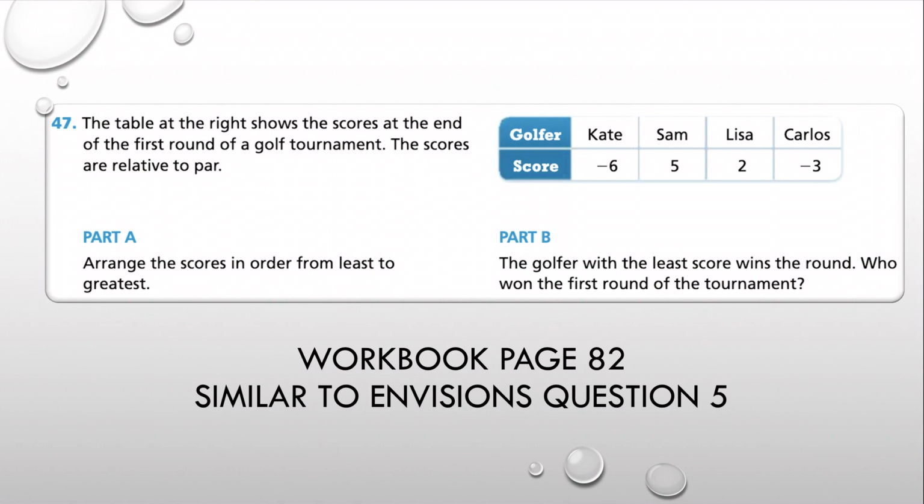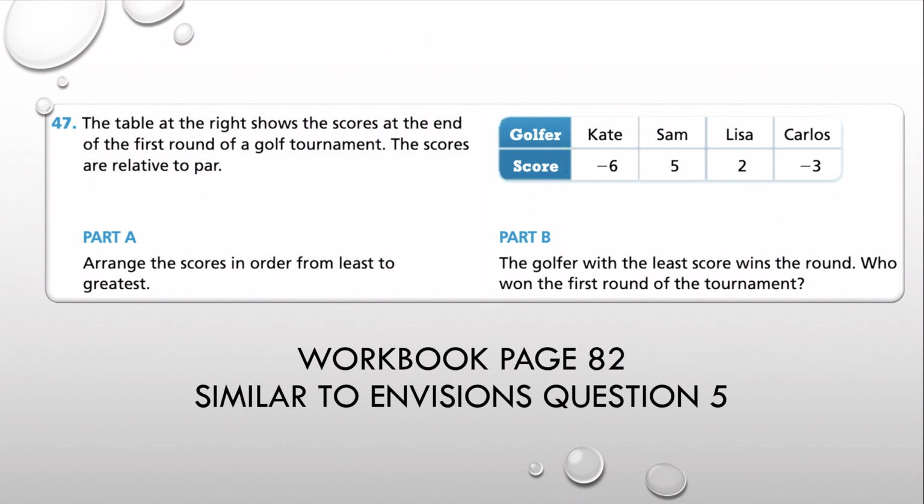So Kate's score, since she scored a -6, means she actually did it in 6 fewer strokes than what par was for the course. Sam, +5 means Sam scored 5 strokes more than what par was. Lisa, 2 strokes more. Carlos, 3 strokes under.